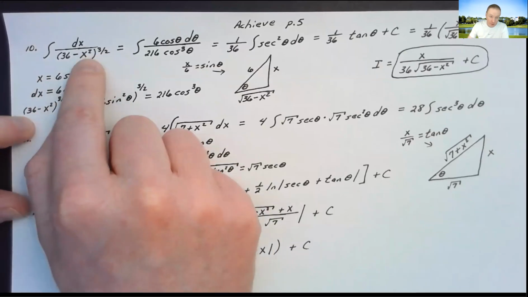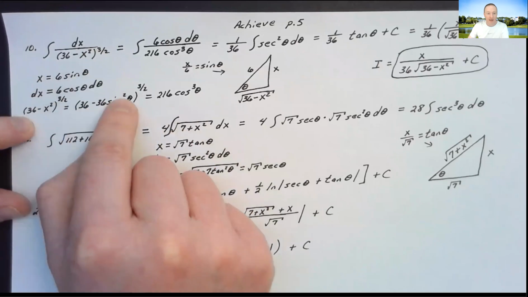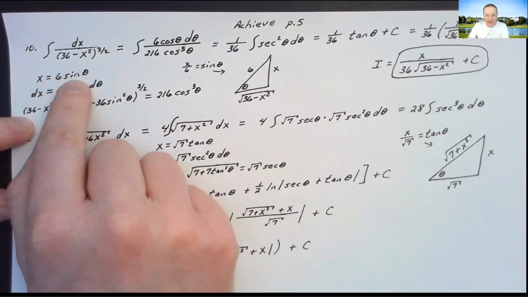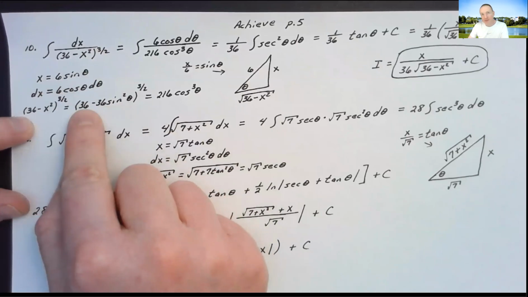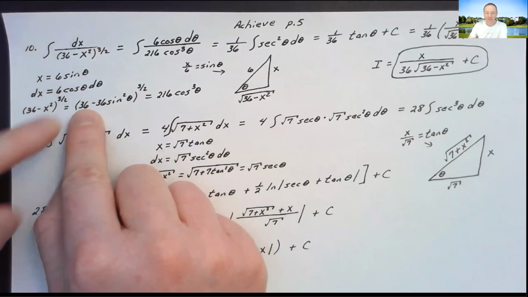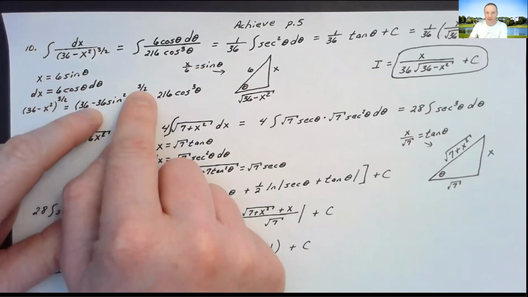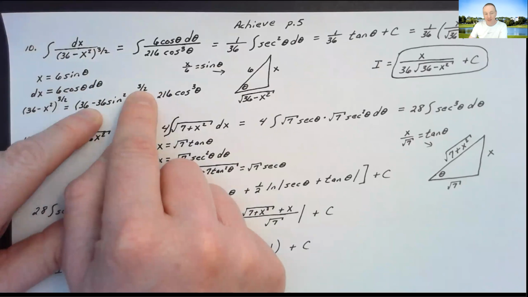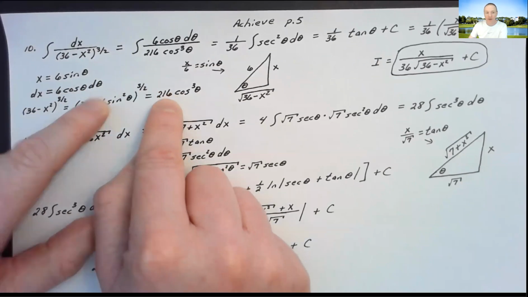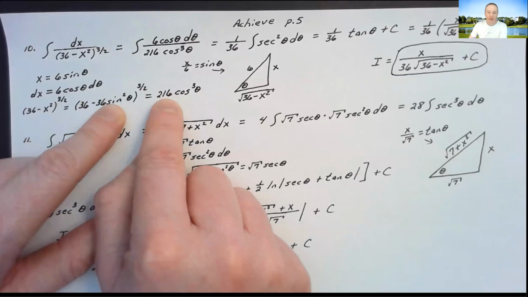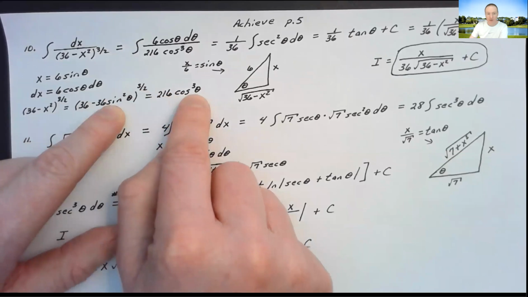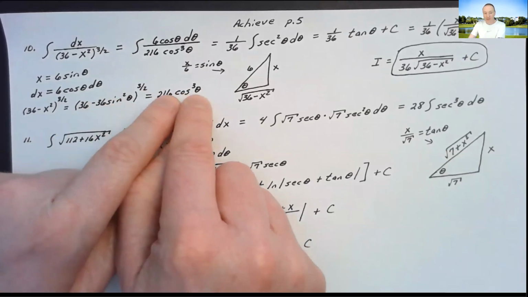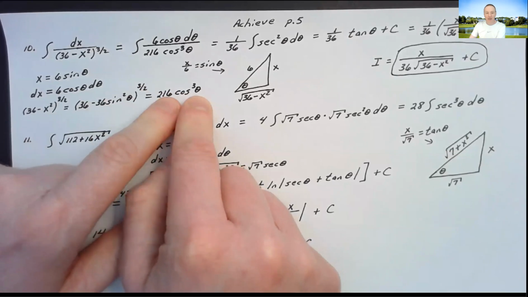And then the group in the denominator, 36 minus x squared, is going to be 36 minus 36 sine squared theta. The inside of this would simplify to be 36 times 1 minus sine squared, which is 36 cosine squared theta on the inside. Well, 36 to the 3 over 2 power, that's saying the square root of 36 is 6, and then 6 to the 3rd power, 216. The square root of cosine squared would be cosine, then cosine to the 3rd, you get your cosine cubed. So this denominator simplifies to be 216 cosine cubed theta.